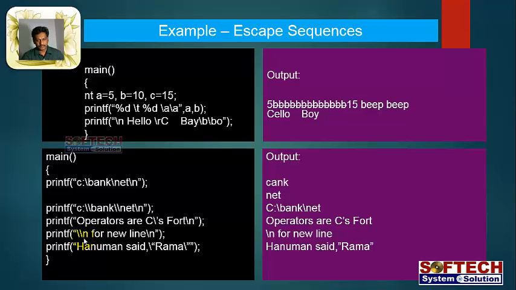If we give a double backslash, it displays a single backslash. So \n is for new line. Here it is an escape sequence, and the cursor comes to the next line.